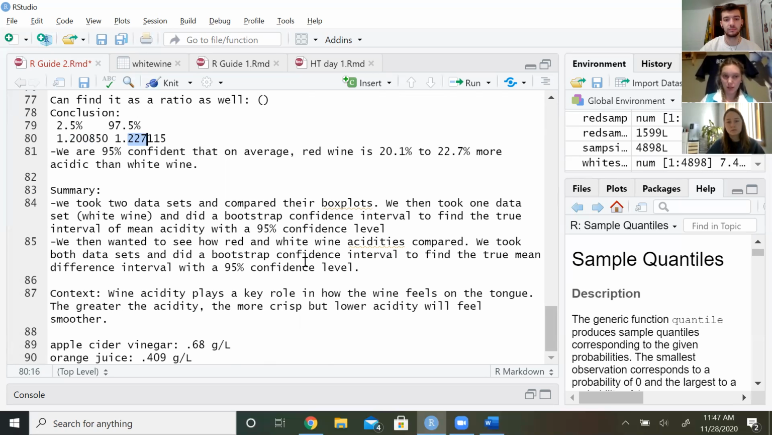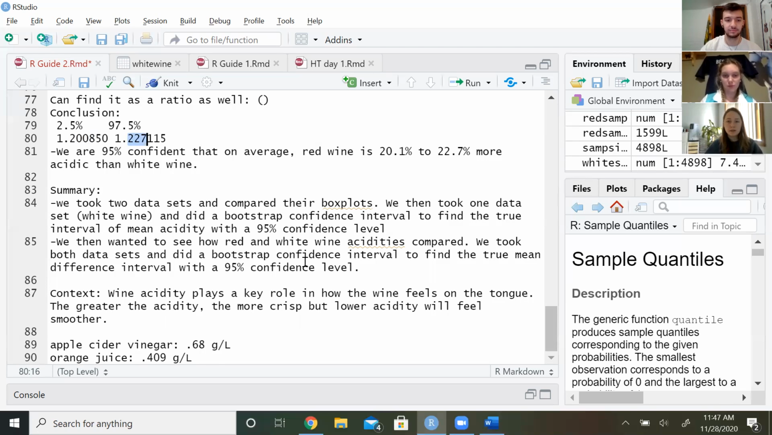And for some context, wine acidity plays a key role in how the wine feels on the tongue. The greater the acidity, the more crisp it will feel, but the lower the acidity, the smoother it will feel on the tongue. And just to look at some examples of other acidity levels, apple cider vinegar has a 0.68 gram per liter acidity level, and orange juice is 0.409 grams per liter.